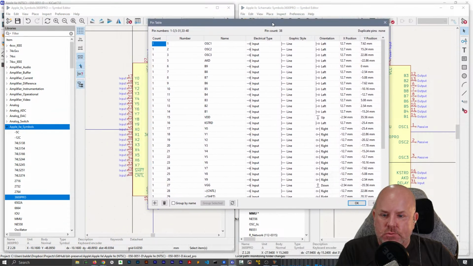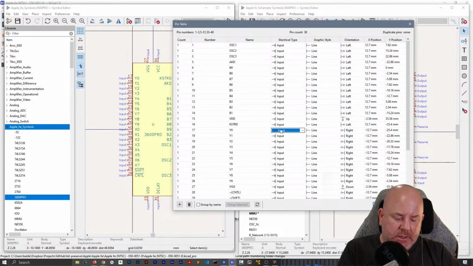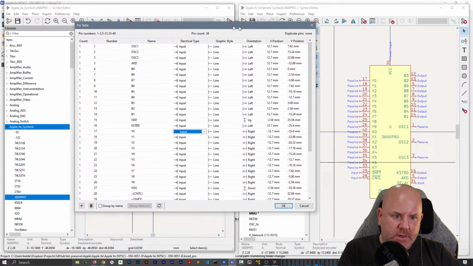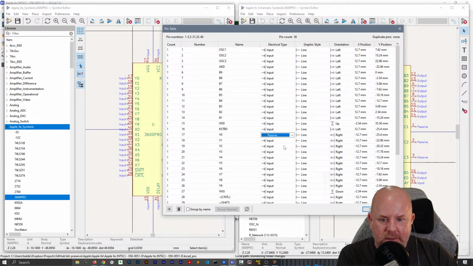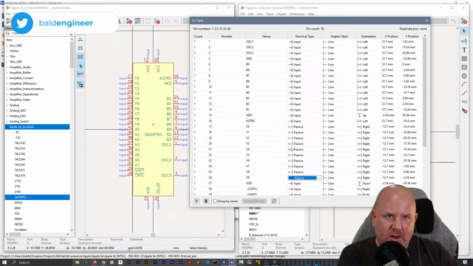Okay, so we're going to start here, and this is going to be a, what did I call them? Passive? Yeah. I did these as passive because this is part of the keyboard matrix, and they get switched between input and output.